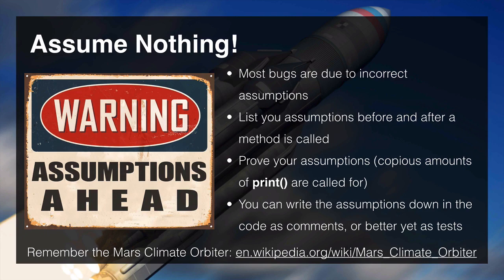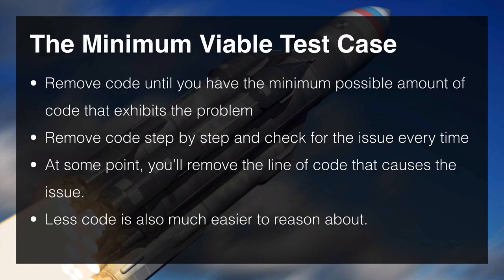So what's next? The next one is the minimum viable test case. When you've got a bug and you've got a problem with your code, you want to be removing as much code as possible while still having that bug. So you still have a bug in your code, but you're removing every bit of code that isn't relevant to that bug. So step by step, remove a line of code or remove a section of code or remove a function until you've got only the code that causes the bug.